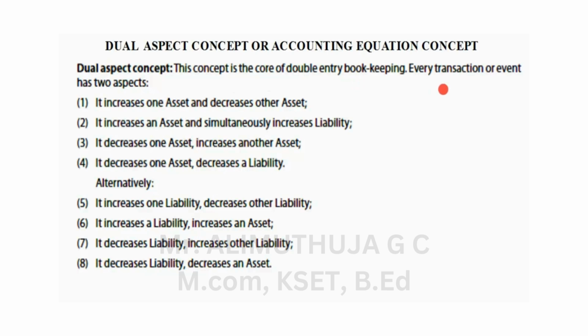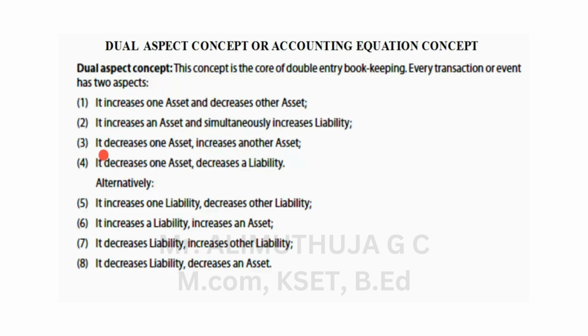According to this concept, every transaction or event has two aspects. What are those? Point 1: it increases one asset and decreases another asset. That means in the balance sheet, for an increase in one asset, there is a corresponding and equal decrease in another asset. Point 2: it increases an asset and simultaneously increases a liability. Means an increase in one asset, and a corresponding and equal amount of increase in liability.